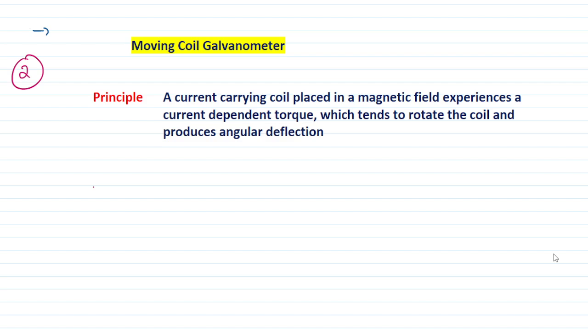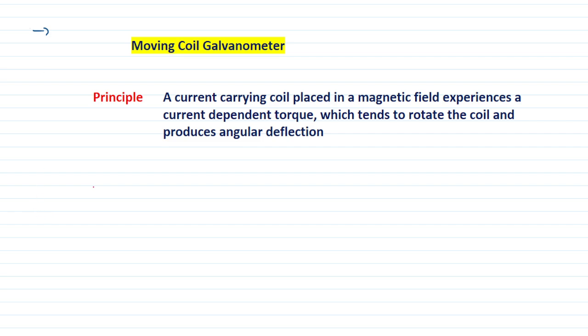Hello dear student, in this video we are going to learn about the moving coil galvanometer. Its working principle is that when a current carrying coil is placed in a magnetic field, it experiences a torque, and that torque is current dependent. That torque tends to rotate the coil and produce angular deflection.